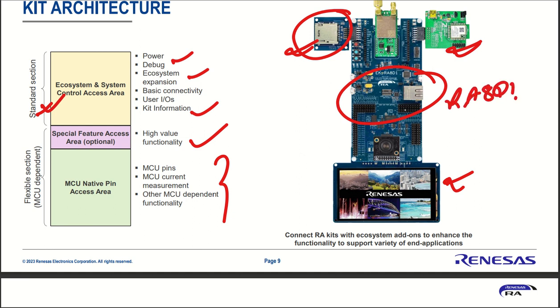So this particular RA8D1 eval kit is going to give you a lot of features so that you can connect your extra or additional daughter cards or something like that. Got it? So you can see the RA8 kit with ecosystem add-ons to enhance the functionality to support a variety of end applications. So whatever end applications you are going to have, you will be able to utilize this particular kit.